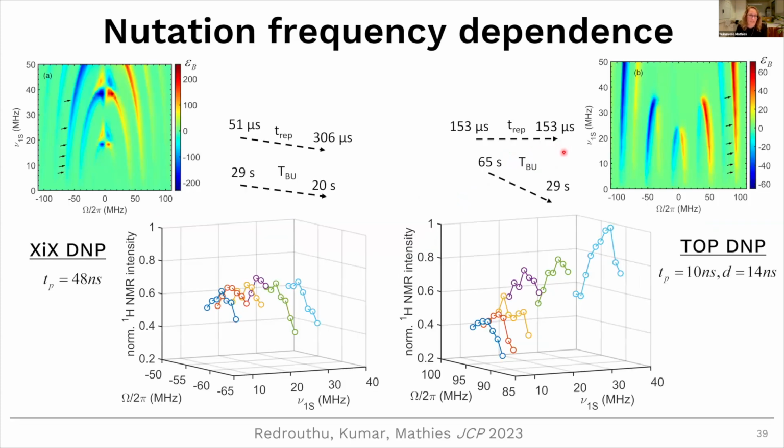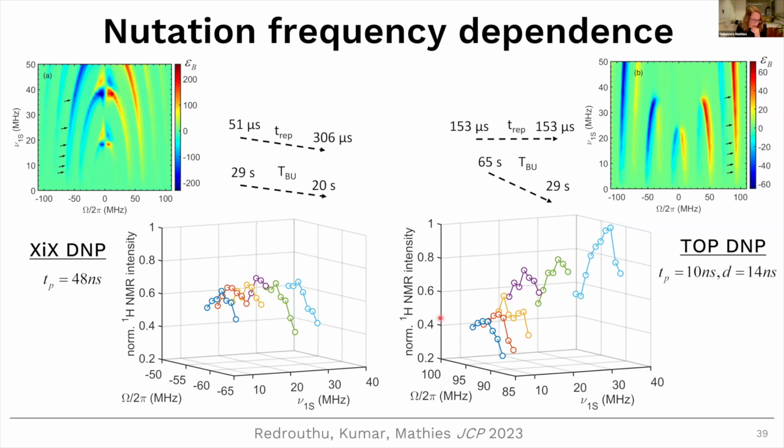Finally, what we also investigated is the dependence on the nutation frequency in the experiments. What we investigated here is for XIX and for TOP DNP. So you see here again, simulations. And at all the positions that the arrows point to, we did a little field profile. So we optimized the resonance offset, and there we optimized the repetition rate of the pulse sequence. And then we finally measured the enhancement. So we did this for both these sequences.